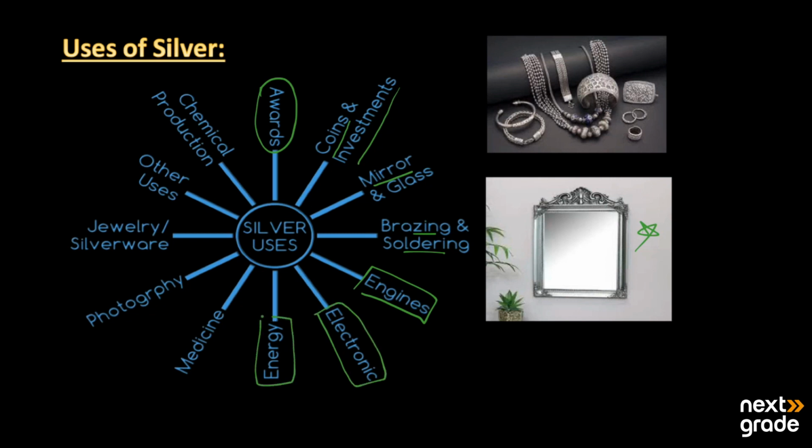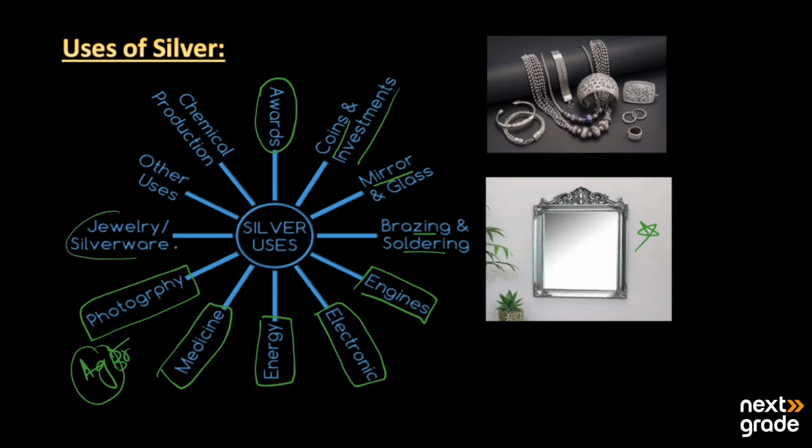It is used in the formation of energy apparatus. It is also used in medicines. It is used in photographic film. The photographic film also contains silver bromide. It is used in the making of jewelry and silverware. And silver has other uses, like in the process of many chemical productions. Silver can be used in simple chemical processes. So all these are the uses of silver.